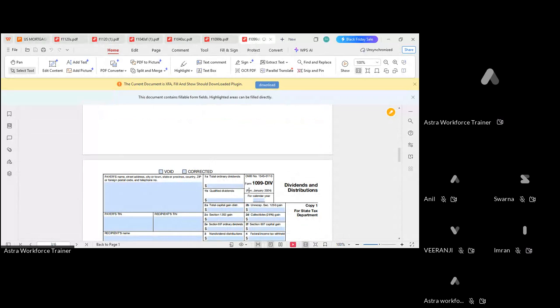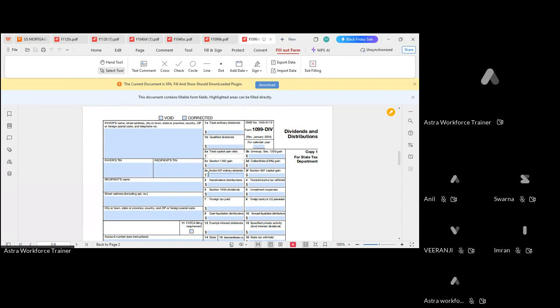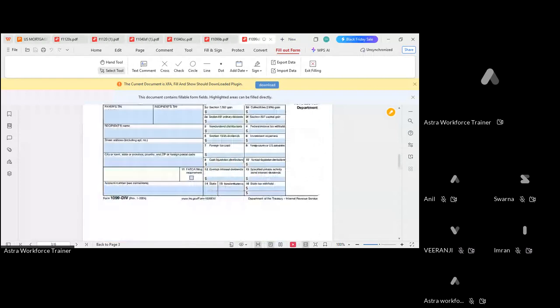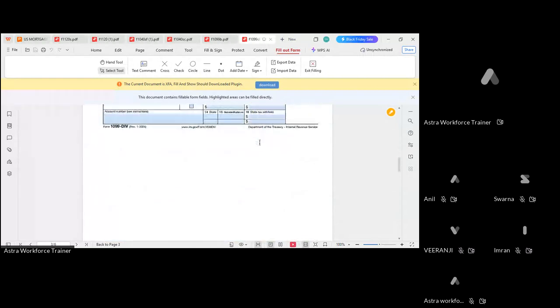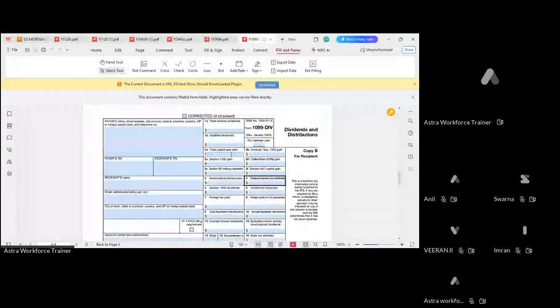This is also the 1099 dividends and distributions. Total capital gain distribution: what is the amount the borrower is getting as a total capital gain? These are very important documents I wanted to show you so that you can go through them and always refer to them when you're going for the interview. Most of the questions will be based on credit and self-employment. Very rarely will people ask about wage income, but on self-employment and credit, you guys have to be thorough.